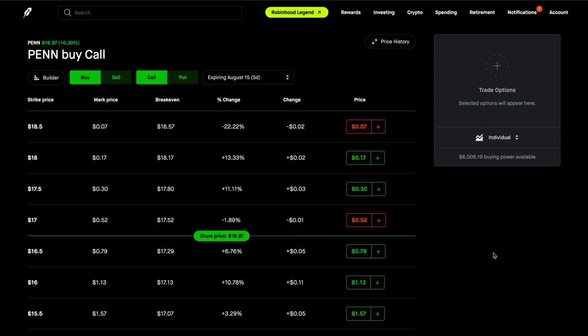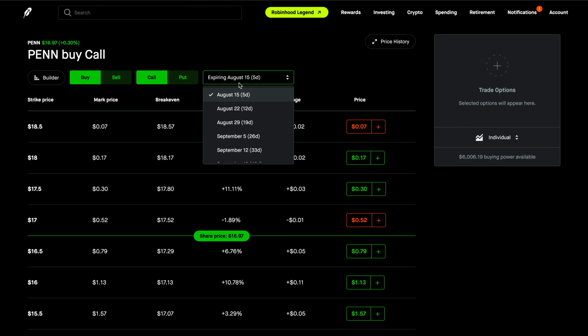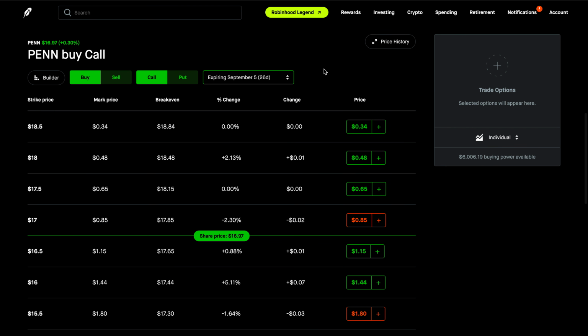So the first thing I'm going to do is select an expiration date here. And so where do we do that? We come up here to the top, and there is this section where you can select your expiration date. So again, let's say we're bullish on this stock, and we want to give it enough time to go up in price. So let's go out almost 1 month. So let's go out to, let's say, September 5th or 26 days away. And let's select that as our expiration date here today. Again, we want to give it enough time to go up in price.